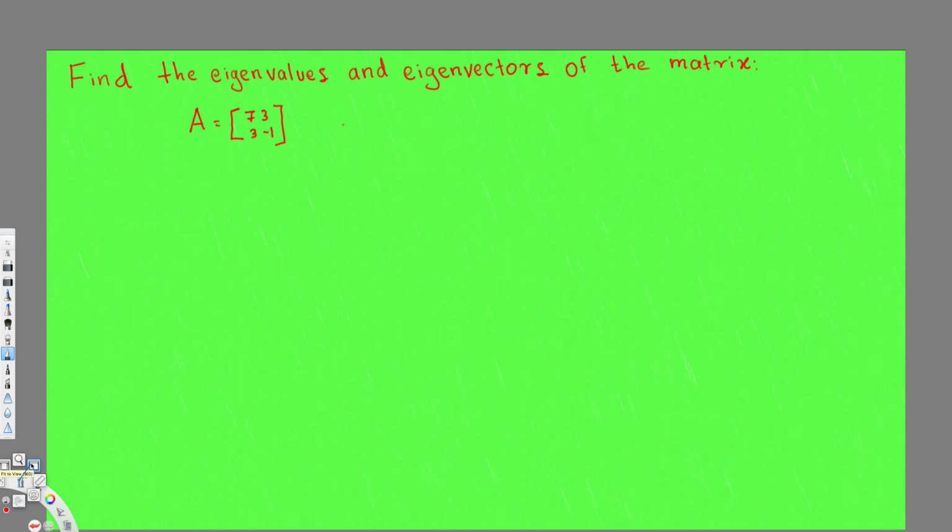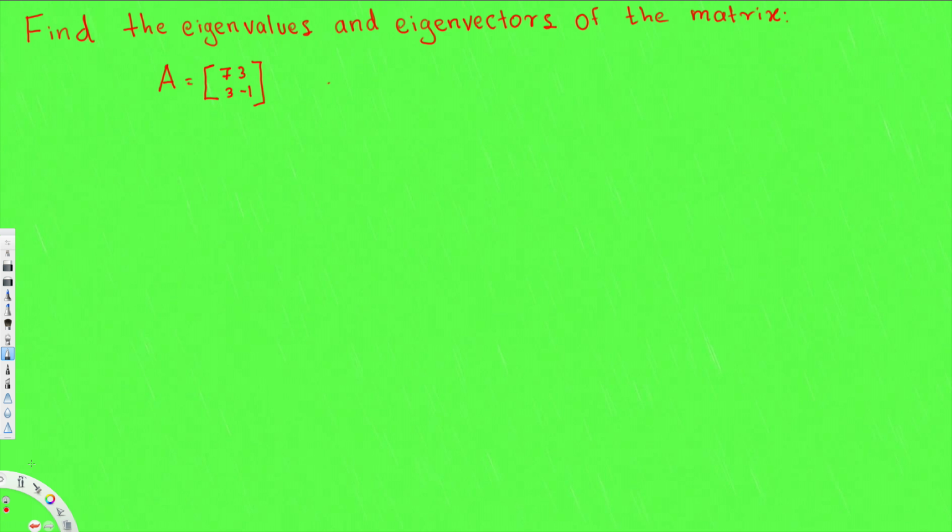Let's do this problem right here. The question is asking: find the eigenvalues and the eigenvectors of the matrix. So first of all, let's see how we can find the eigenvalues. To find the eigenvalues, we generally use the formula determinant of A minus lambda I equal to 0. If we set this up and solve it, we can find the eigenvalues.